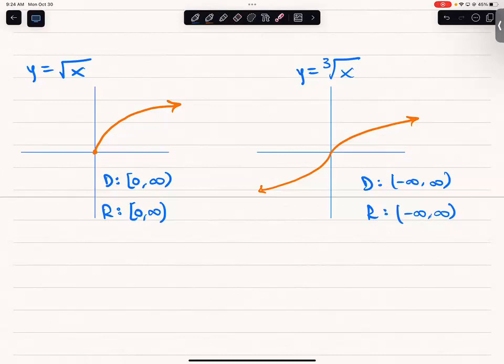Just like with polynomial stuff, the end behavior was heavily tied to whether the degree was even or odd, right? The index here does kind of the same thing. Okay, so what if we need to find the domain of some function that has a square root in it? It's the square root of 3x minus 6, right? Yeah. What could we do?